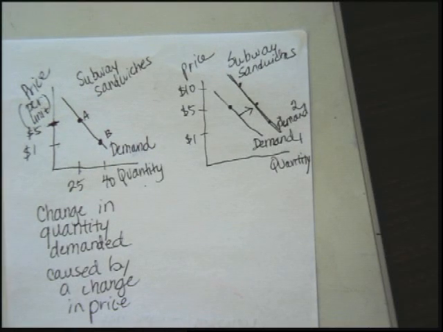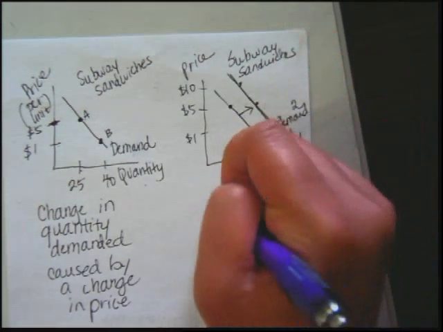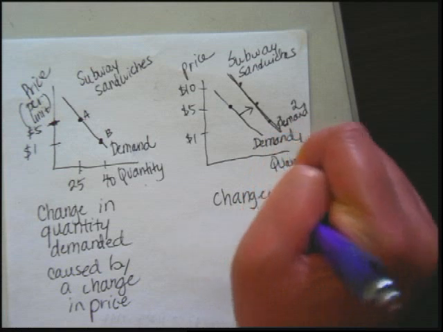I had Subway sandwiches here, but if I drew another graph, and this was your favorite sports team's jerseys, after they win the NBA championship, right? Everybody's going to want a jersey from that team because it's cool to have one from the winning team. And it's not going to be because it is cheaper that people are going to want the jerseys. It's going to be because it's really cool to have one. And that team just won, and you're really proud of them for being successful. And when the whole thing shifts out to the right, this is called a change in demand.